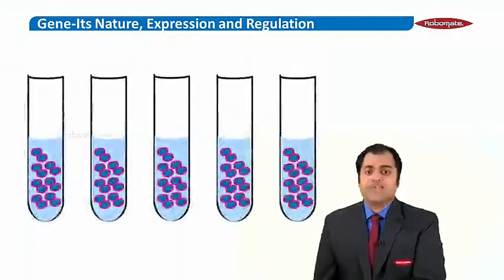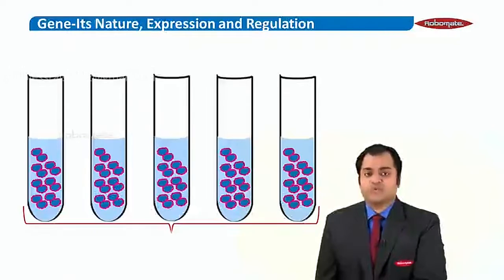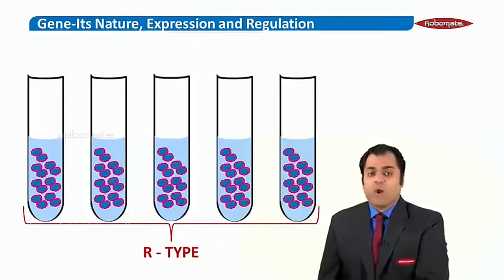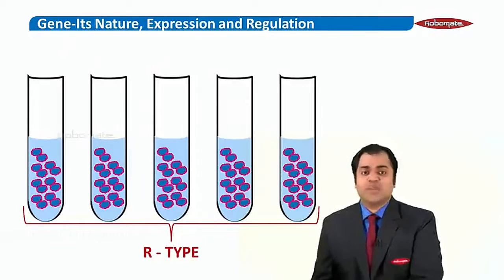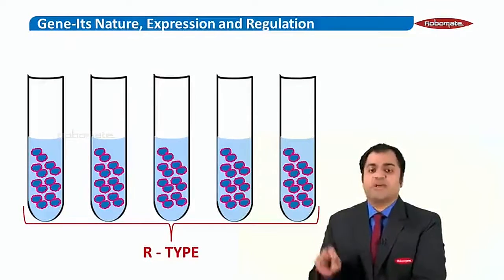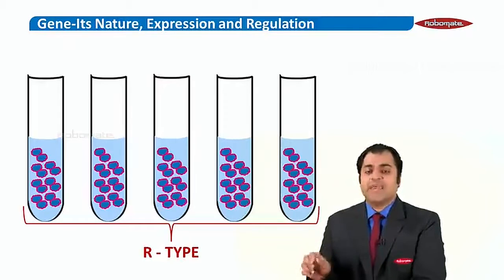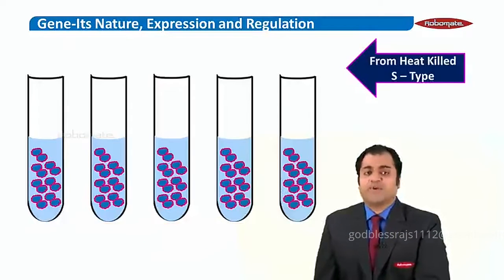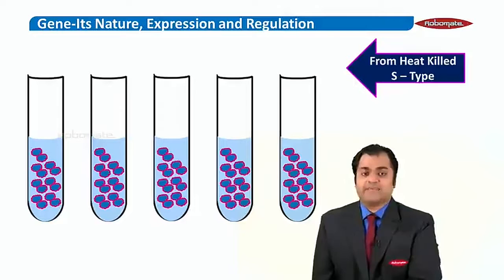Now what you see here are basically 5 different test tubes which contain the live R-type bacteria. What they did was individually mix each component from the dead or heat-killed S-type with the R-type. Fine. So what we are doing next is taking different components from the heat-killed S-type bacteria.